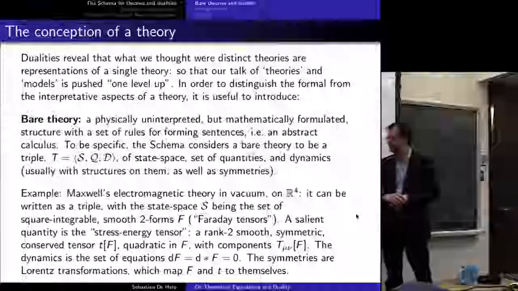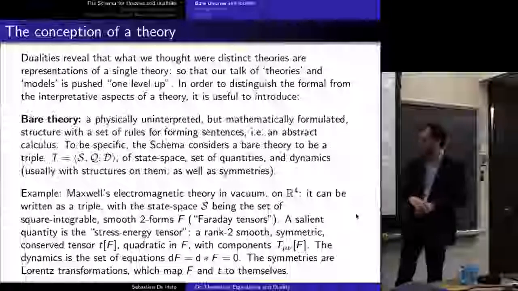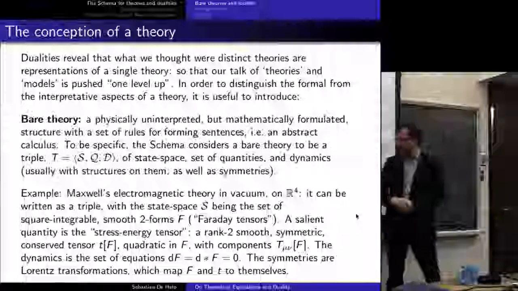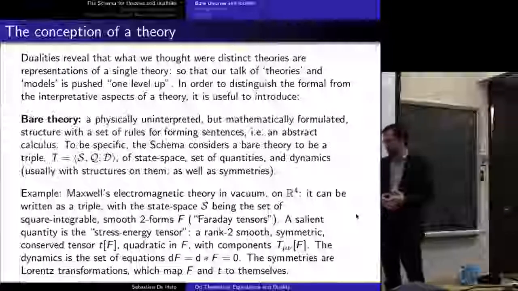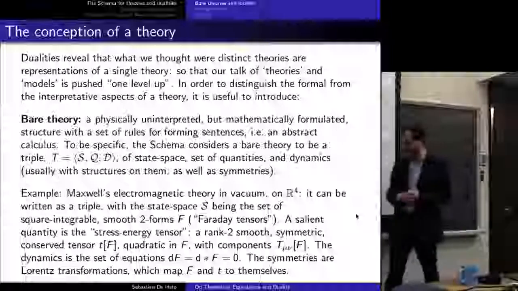Just for simplicity, you can of course relax that kind of demand. So that's the state space, the space of two-forms. Now, what are the quantities that you can construct? Quantities are usually the duals to the two-forms, the duals to the state space.